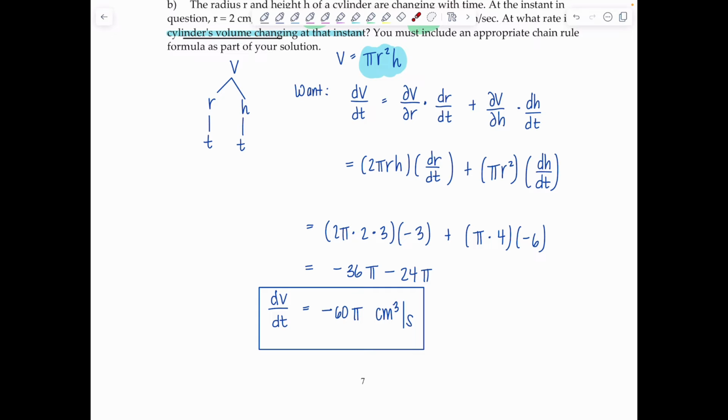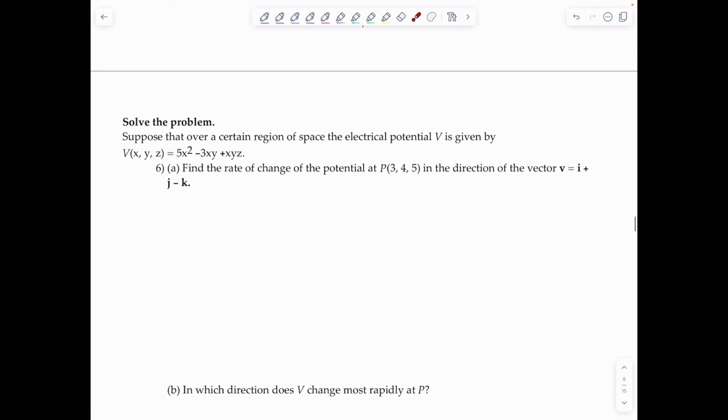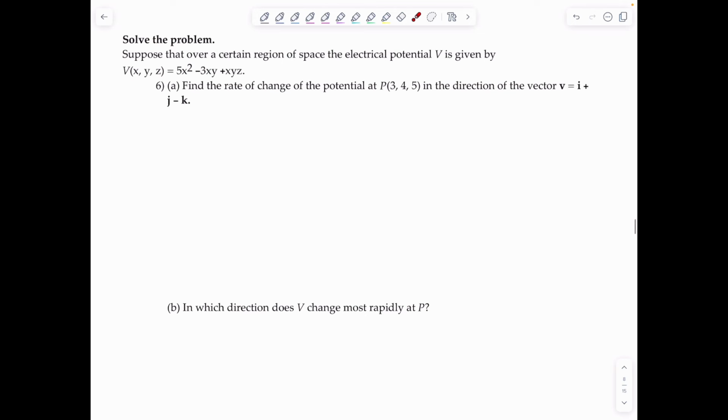All right, halfway through the test. Moving on. Suppose that over a certain region of space, the electrical potential V is given by the following function. So 6a says, find the rate of change of the potential at the point P in the direction of the vector v, which is i hat plus j hat minus k hat.